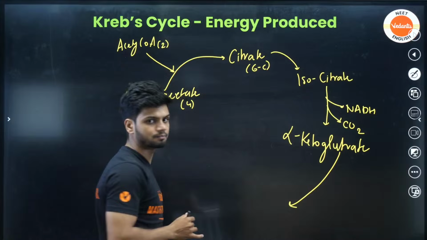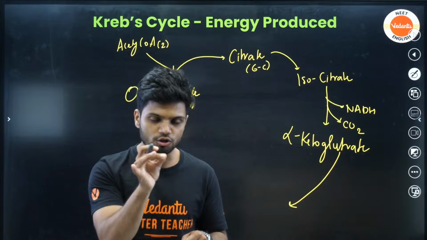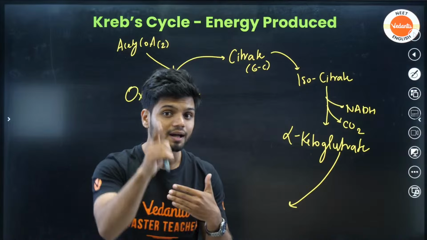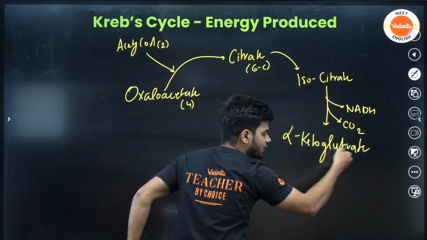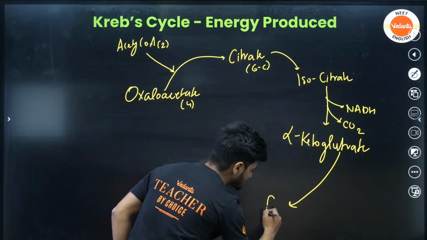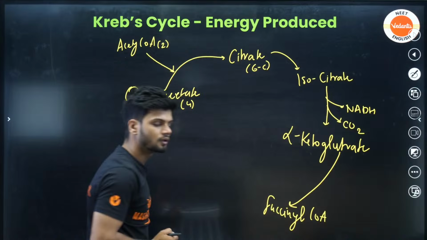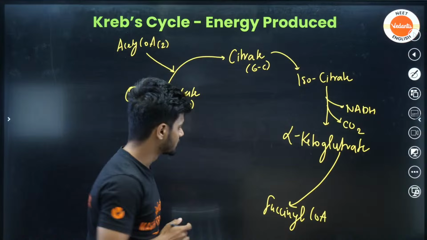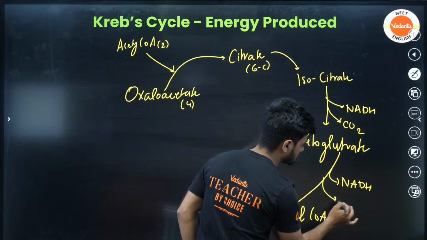Remember, in your Krebs cycle, there are two places where oxidative decarboxylation is happening. The first time it is happening between isocitrate to alpha-ketoglutarate. The second time it is happening between alpha-ketoglutarate to succinyl coenzyme A. And students, remember, whenever there is oxidative decarboxylation, there is release of energy, NADH, and also there is release of CO2.